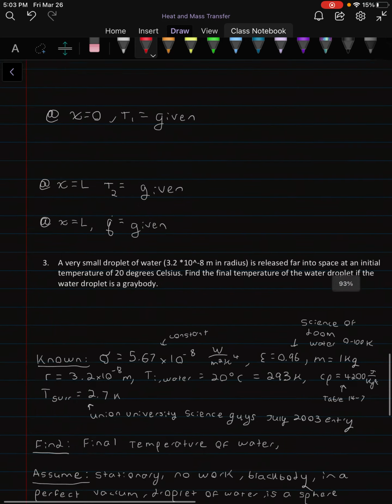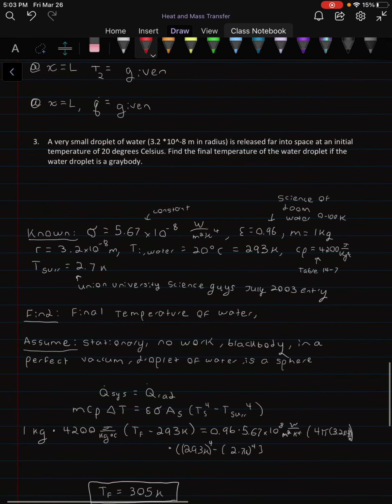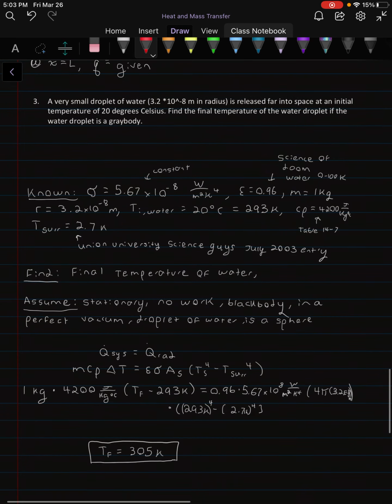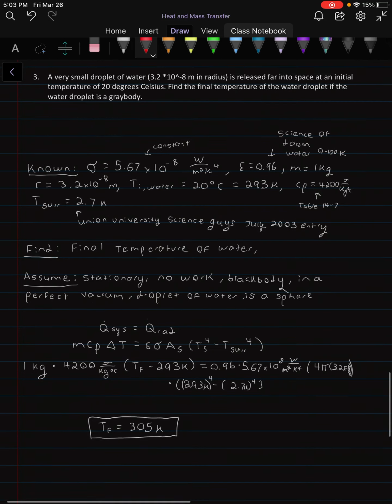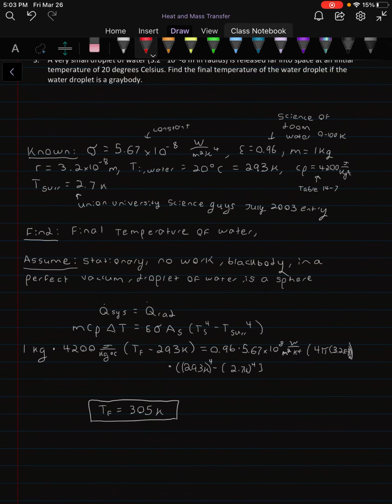So for this problem, we have a droplet that is released into the air, and we have the Q of system is equal to Q of radiation. It's assuming we have no heat loss, all of the heat loss is due to radiation, and our change in temperature is directly from that radiation.